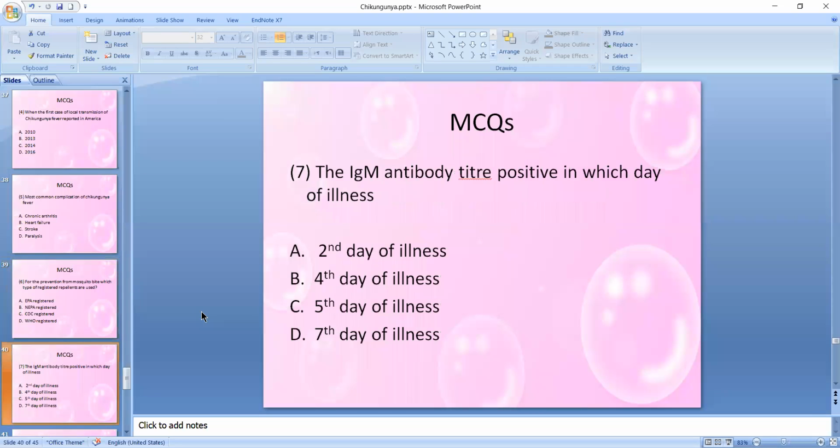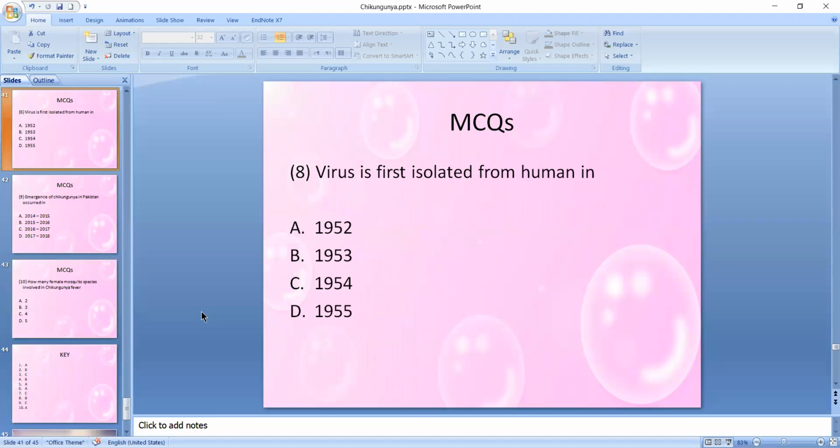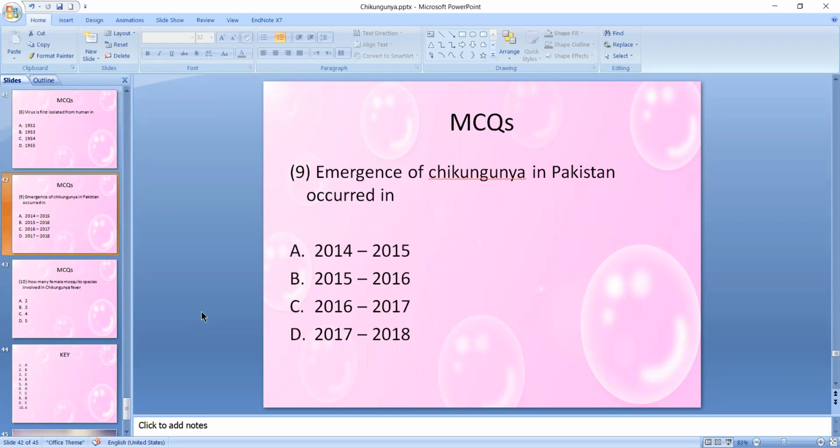The IgM antibody titer is positive on which day of illness? C. The virus was first isolated from humans in 1952, 1953, 1954, or 1955? 1953, B, in Tanzania. B is the correct answer. Emergence of chikungunya in Pakistan occurred in: C is the correct answer, 2016-17.